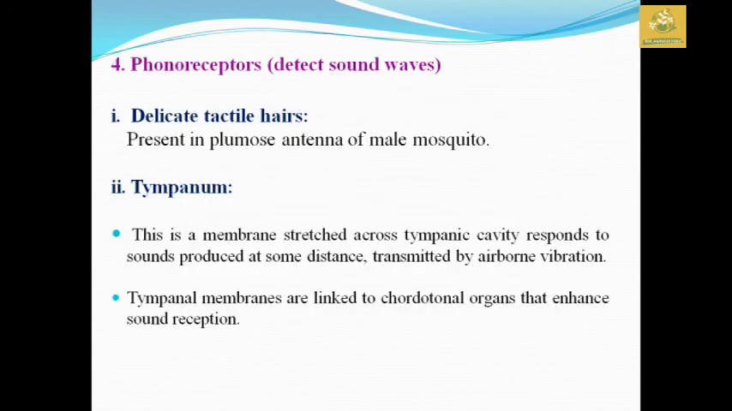And after that we are going to see the phonoreceptors, which are the sound wave detecting units of the insect body. They are like ears for the insect. The first type is the delicate tactile hairs, which are present in the plumose antenna of the male mosquito, and the tympanum is the second one. These membranes are structured across the tympanic cavity, which is used to respond to sound produced at some distance, transmitted by airborne vibrations.